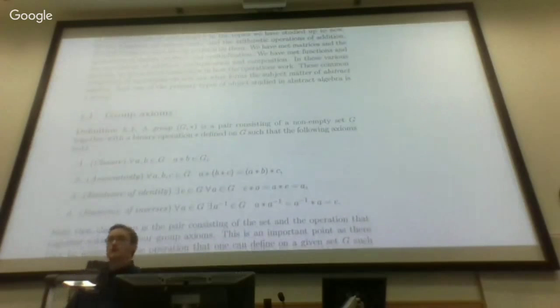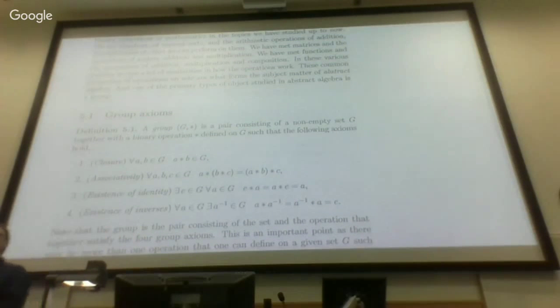A group is, well, lots of different kinds of groups. A group is some kind of algebraic system which fits this pattern here. We've got a set called G in the definition. We've got some binary operation represented by an asterisk or star there in the definition.